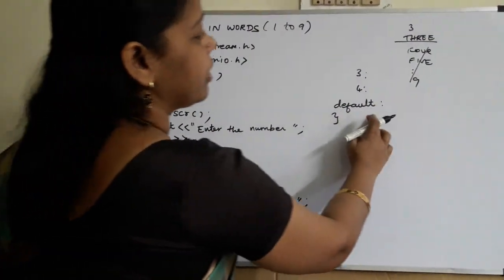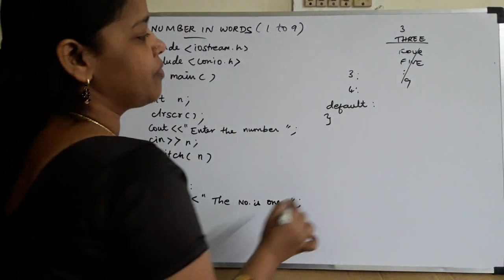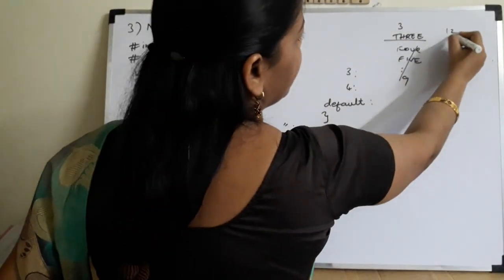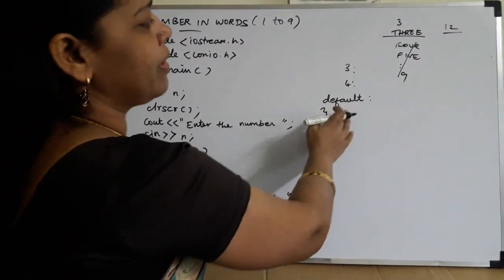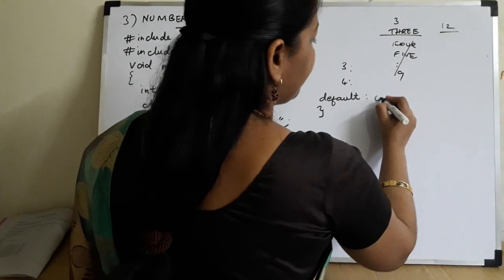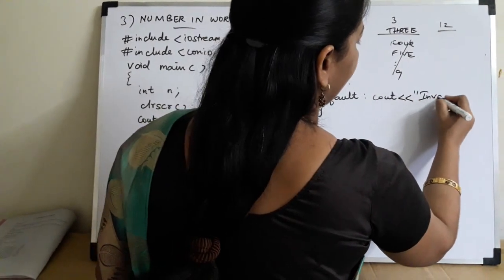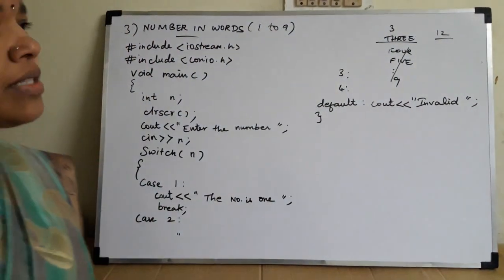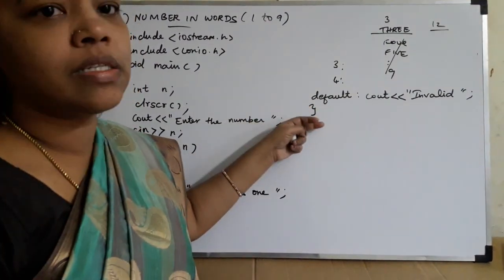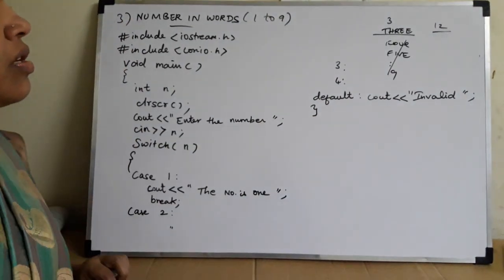And then coming to the default, it is nothing but if you give a number other than 1 to 9. Suppose you give the number 12, so we didn't write the statement for the case value for number 12. So what will happen? It will come to the default case, and we are giving that as an invalid number, or the number is invalid. The break is not necessary for the default because it is the last one. After that also it will be coming out of the bracket, so it is not necessary to give that.